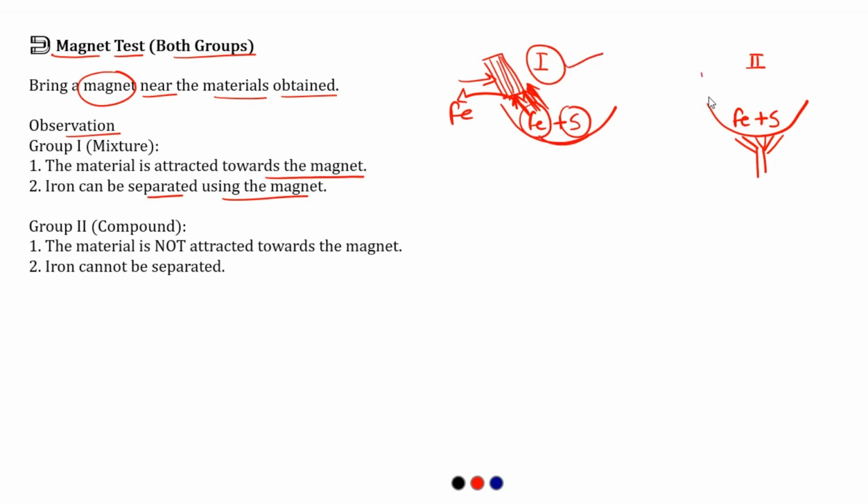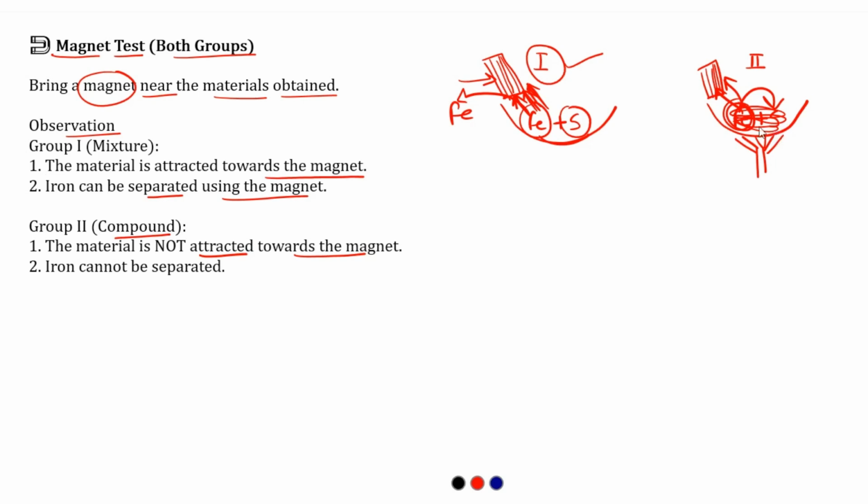Now when we take the same magnet near the second group mixture, which is heated, see what happens. Group 2 compound: the material is not attracted towards the magnet. So see here, when we take the magnet near the second group mixture, that is the compound, the iron has reacted with the sulfur due to heating, and that is why from this compound, iron will not get attracted towards the magnet. We cannot separate iron from this whole compound.